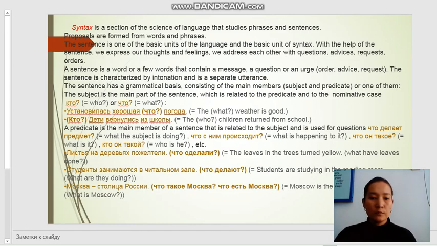So the subject answers the question who and what. For example, the weather is good. What is the weather like? So here we use the WH word what. A predicate is the main member of a sentence that is related to the subject and is used for questions: what does the person or thing do?